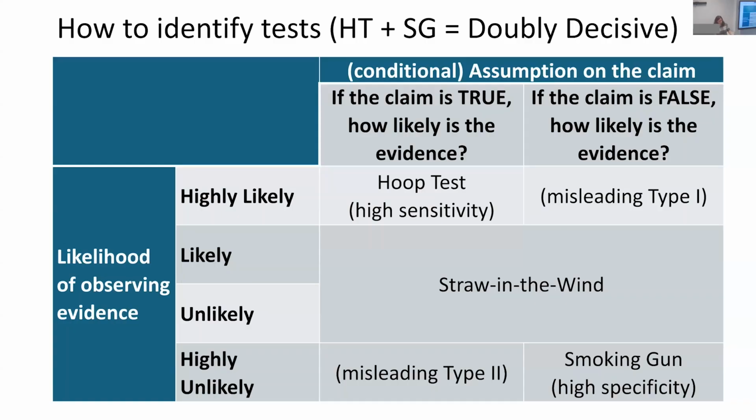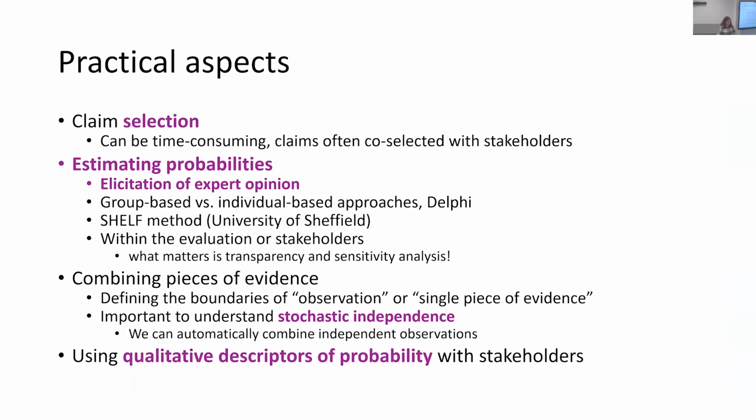We can get back to these charts and things like that later. So, practical aspects of applying this methodology in the real world. As I was saying, the claim selection can be time-consuming, and the claims are often co-selected with stakeholders because, as an evaluator, it's hard for you to say what the relevant claims are. It's a relatively arbitrary choice that it's important to make with those who have a stake in the process.